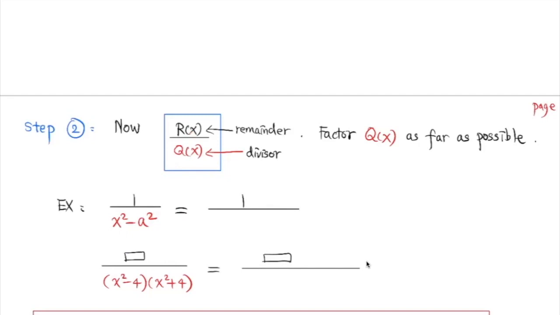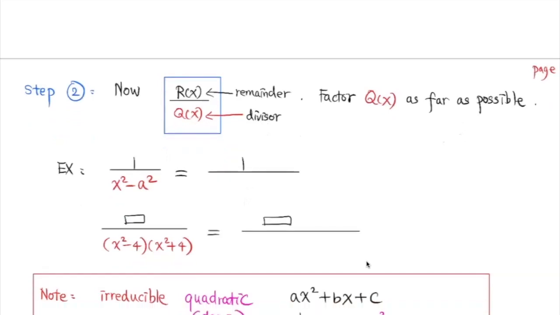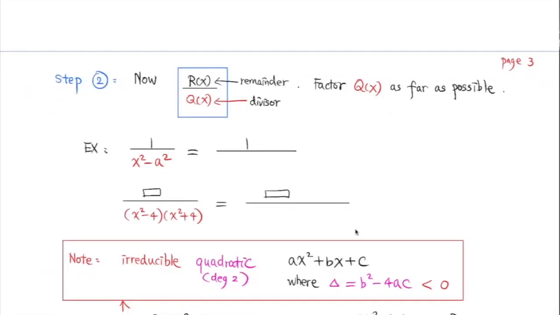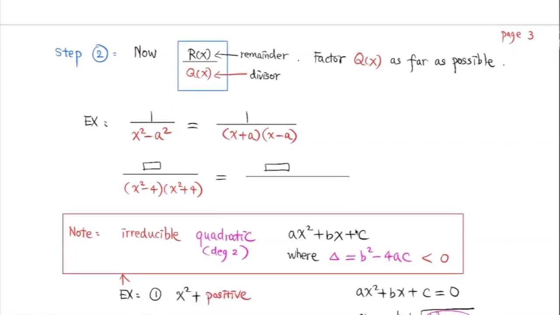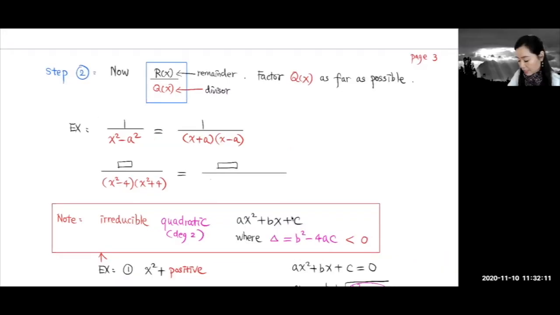So we're going to move on to the next step. You're going to factor the divisor over here as far as possible. So the denominator here is x squared minus a squared. How can we factor this? I think x plus a times x minus a. Yeah, you got it. Now, what about this one? If the denominator is like this, can you factor this completely? x minus 2 times x plus 2, right?